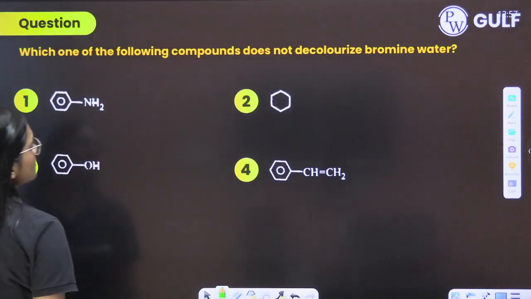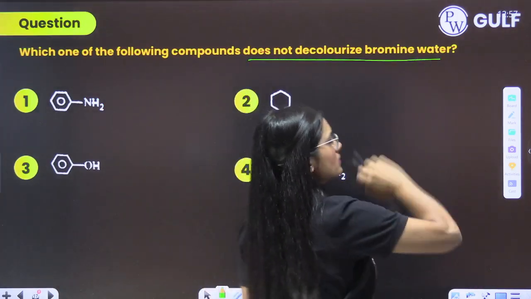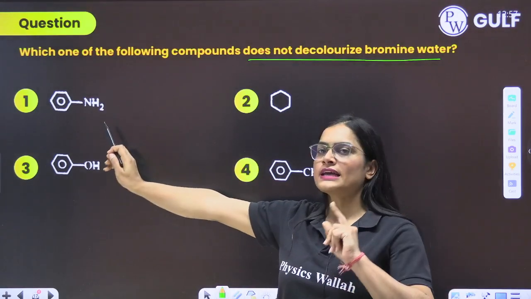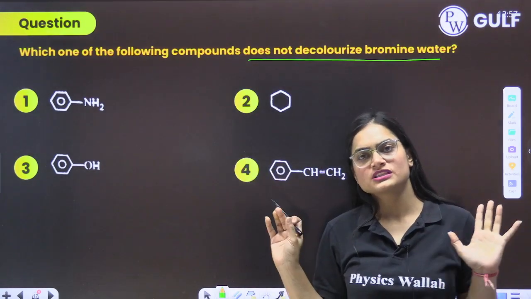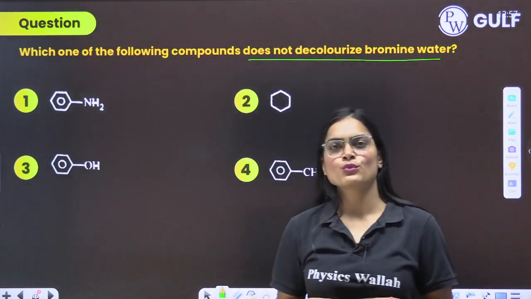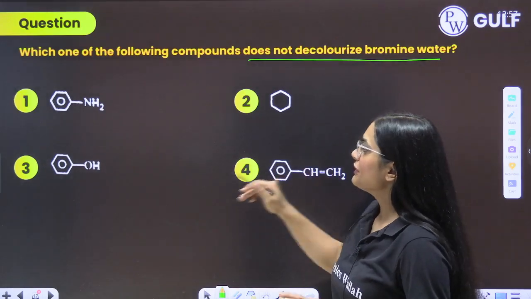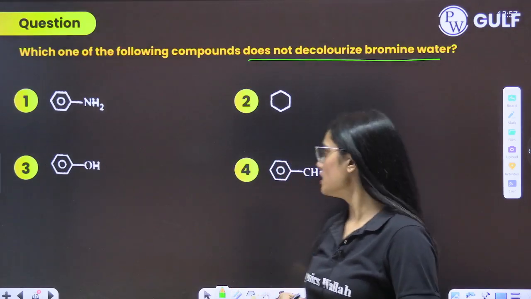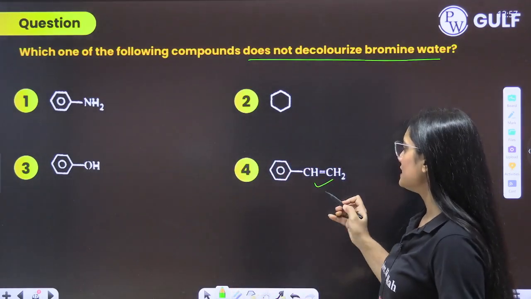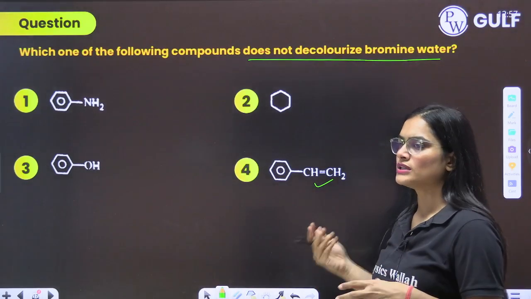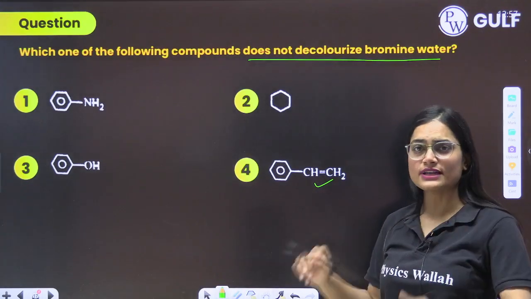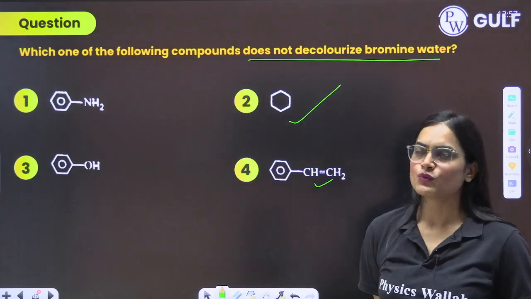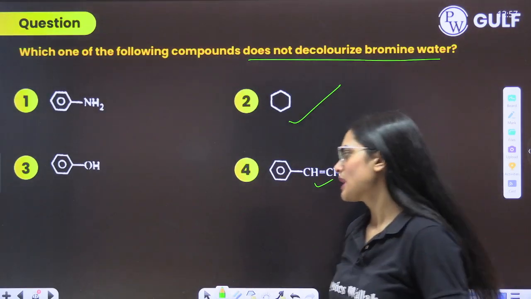Which one of the following compounds does not decolorize bromine water? You very well know that aniline reacts with bromine water to give a white precipitate of 2,4,6-tribromoaniline. Phenol, if I talk about phenol, gives a white precipitate of 2,4,6-tribromophenol. And this is, of course, an alkene. It will decolorize bromine water. All the alkenes, this is used as a test for unsaturation. This is a compound that is not going to decolorize bromine water. It is not having any double bond. Next.